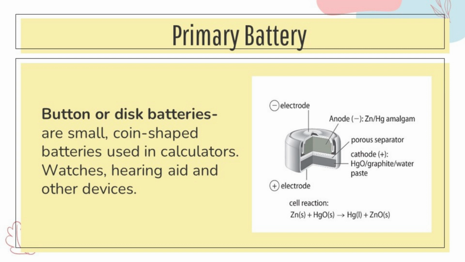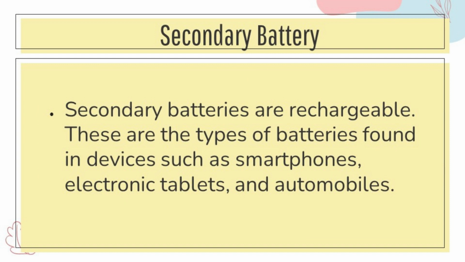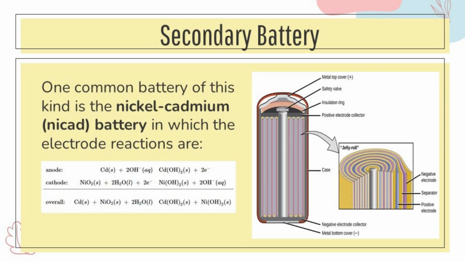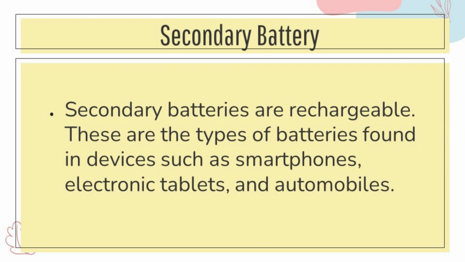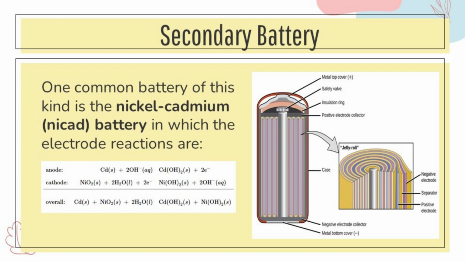Okay? So next we have here the secondary battery. So secondary batteries are rechargeable. These are the types of battery found in devices such as gadgets, which is the smartphone, electronic tablets, and automobiles. Okay? So under secondary battery, we have the nickel battery, the Li-ion battery, and then the lead acid battery. Okay? So in the nickel battery, the one that interacts in here would be the nickel and cadmium.